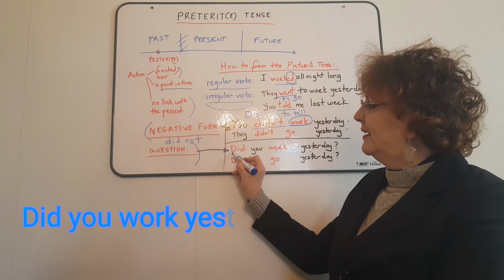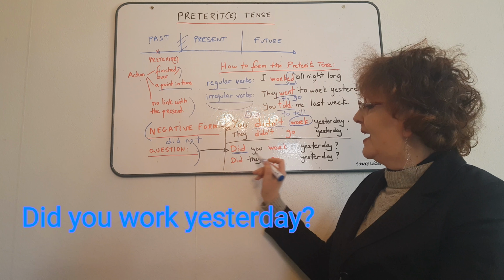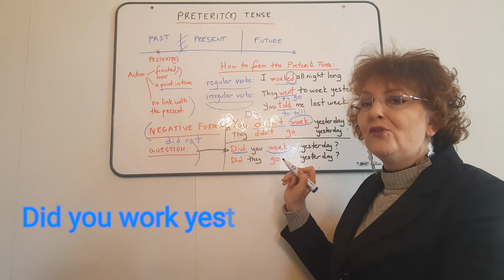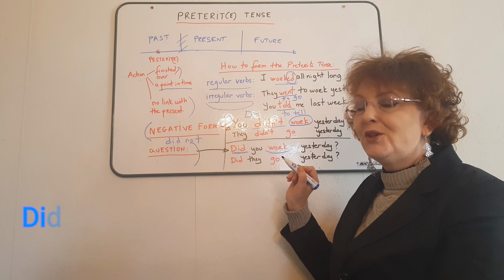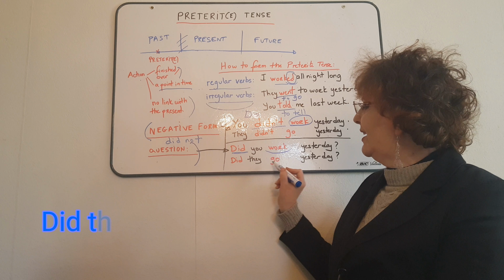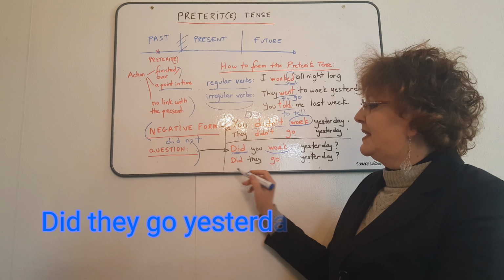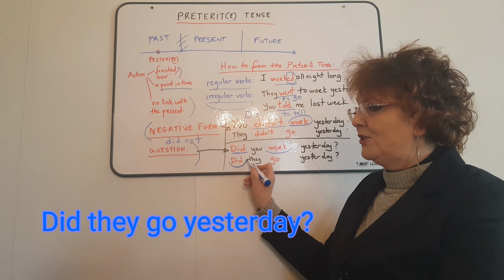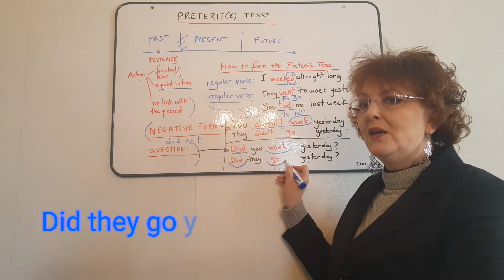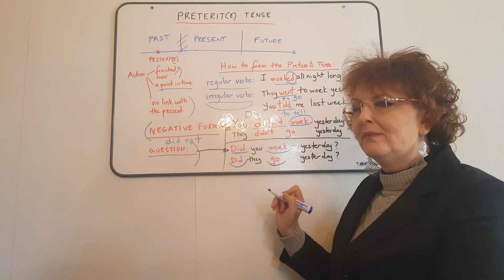As you can see, do is in the preterite tense. My verb remains in the infinitive form without to. Another example. Did they go yesterday? Same thing. Do is in the preterite tense. My verb is in the infinitive form without to.